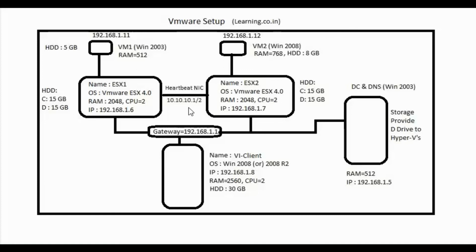With ESX, you are connected with the Server 2003 VM, and you will be connected with the VI client, and then you will have Hyper-V. So just go through the diagram; there are no difficulties that you will be facing. The diagram is very simple. In total, six devices will be here, and we'll be deploying on that. Okay.